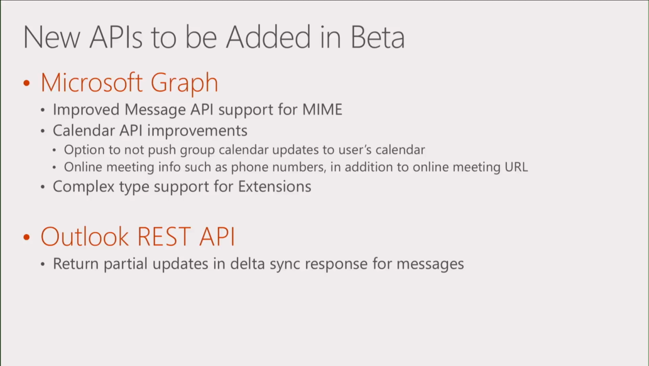Also for REST API, today, if you ask to sync, you get an incremental update. You get only the messages which have changed. But for that message, you get everything. And it's still wasteful use of bandwidth. And we are doing work to return partial updates. So we will only send you the properties which changed.